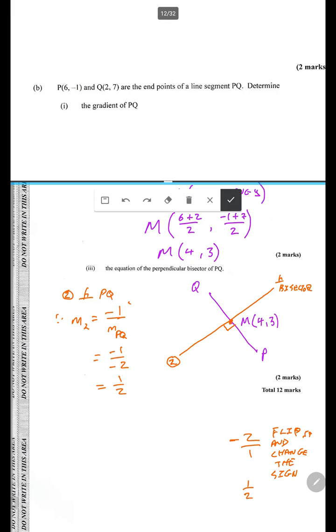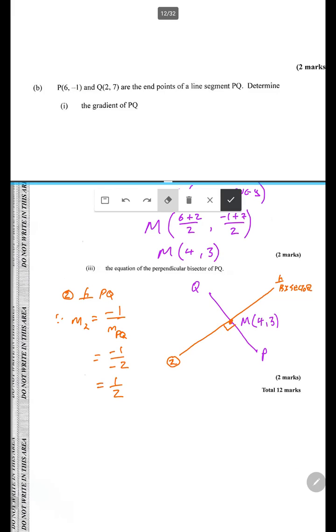So this calculation up here could have been done easily using the flip it and change the sign method that we did in class. That's just a quick way to do it if you don't need to show that working. Anyway, so the gradient is a half. So the gradient of the perpendicular line is a half.